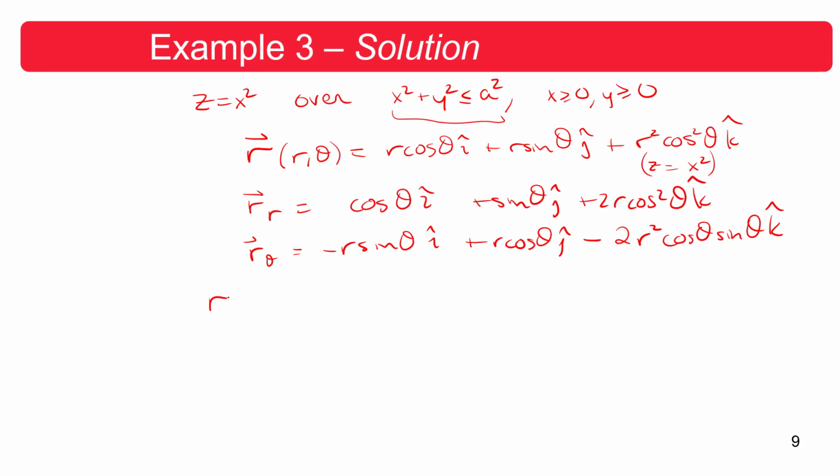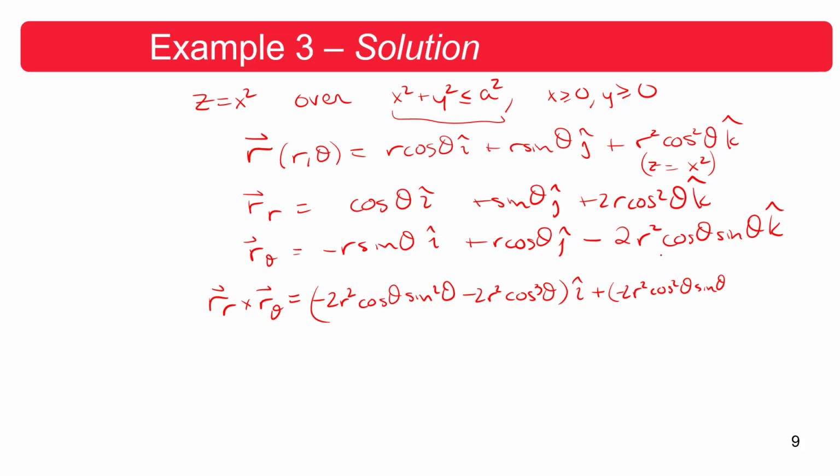The cross product of those, well, the i component is going to be minus 2r squared cosine theta sine squared theta minus 2r squared cosine cubed theta. The j component will be minus 2r squared cosine squared sine plus 2r squared cosine squared sine, which thank goodness is 0, plus the k component, that's r cosine squared plus r sine squared, which is r.